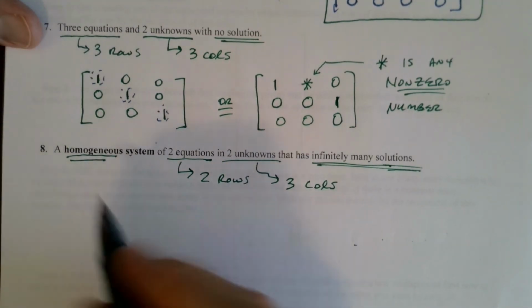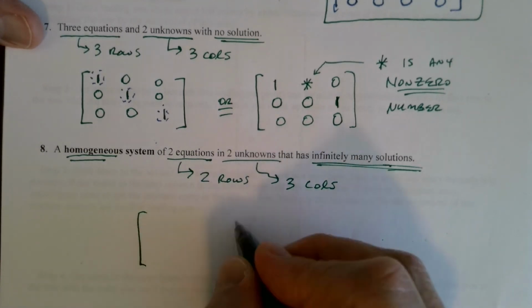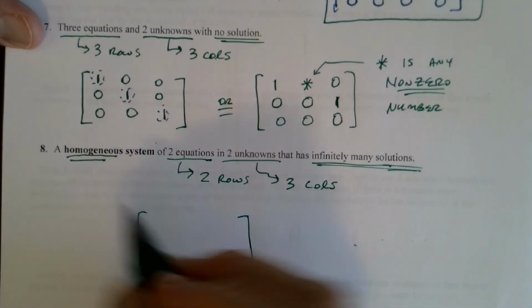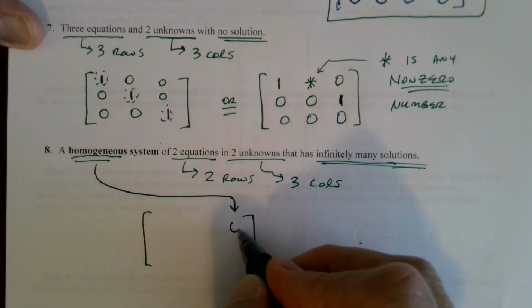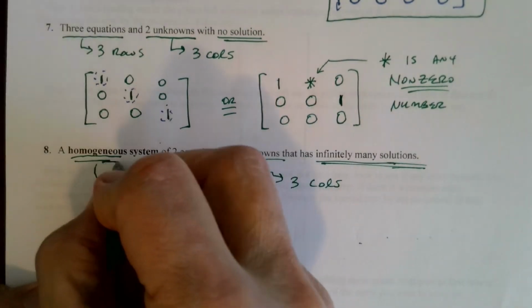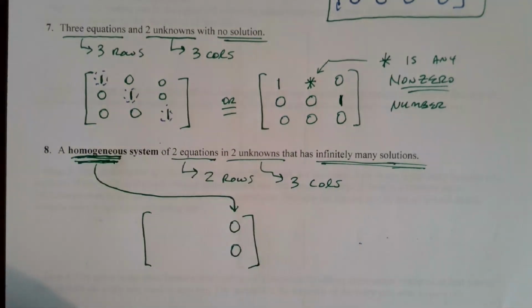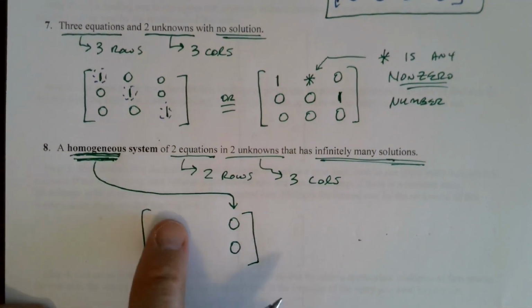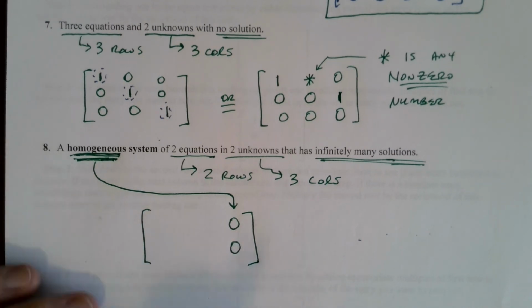And then what's homogeneous? Well, let's see. First of all, two rows, 1, 2, and then 1, 2, 3 columns. Homogeneous, that part means what? That the constants are all 0. That's what homogeneous means. So make sure you know homogeneous, we talked about that in the last video, is a system of linear equations where the constants are all 0. So that makes it easy there. So I only have these two columns in here to do.